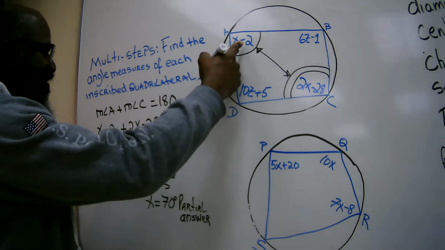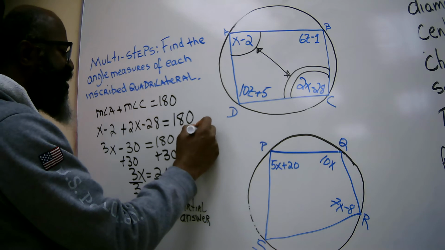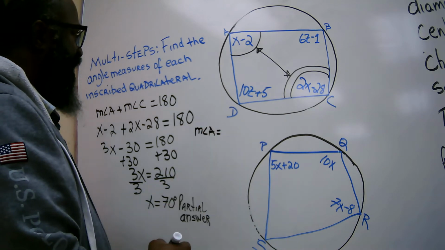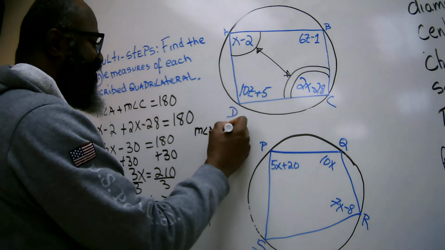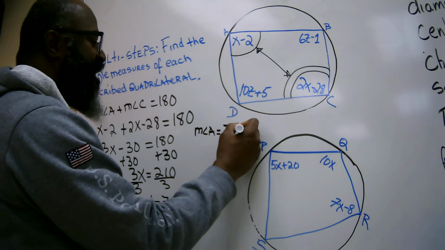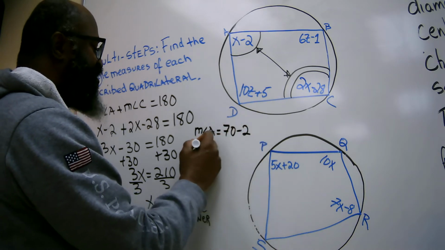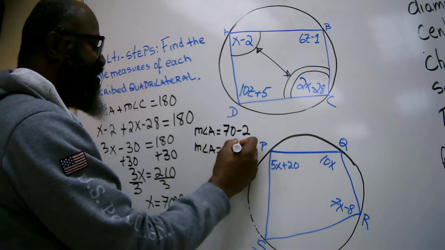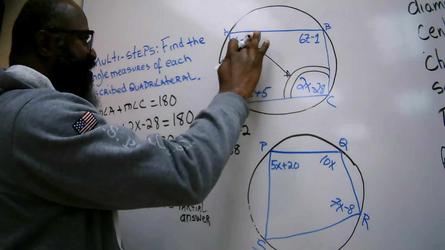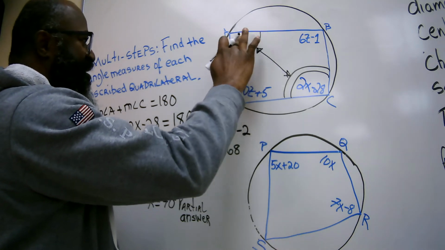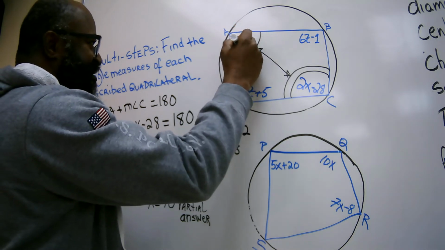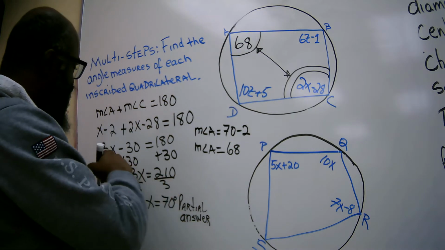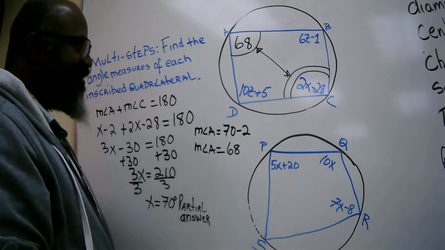I can come here, find measure of angle A. That will be very easy because I know what x is. Alright, x is 70. I will have 70 minus 2. That will be measure of angle A. In this case, measure of angle A will be 68 degrees. So now it's no longer unknown. I found what it is. Angle A will be 68 degrees, because x is 70. When you take 70 minus 2, that will give you 68 degrees.